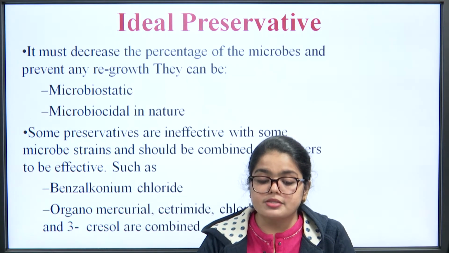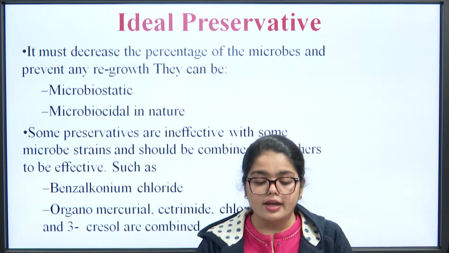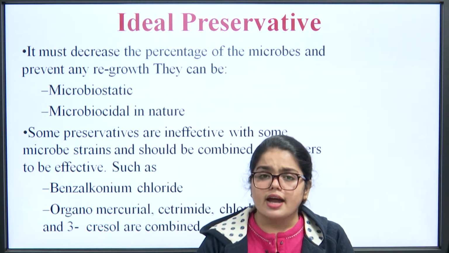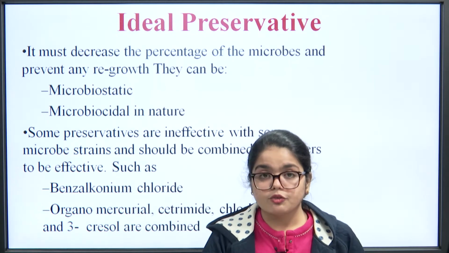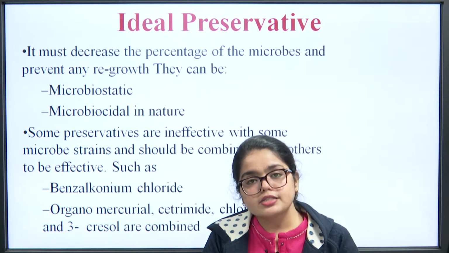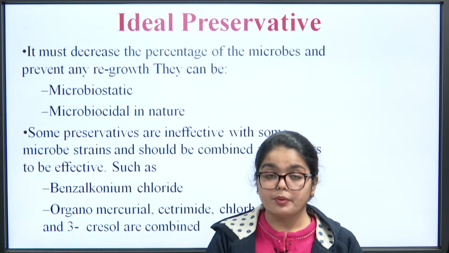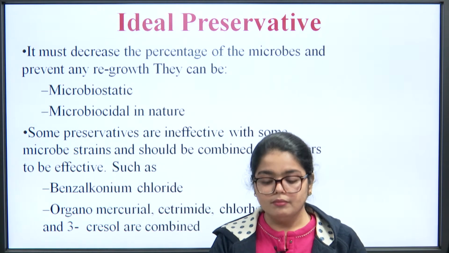So, on that basis, preservatives could be of two types, maybe static and maybe cidal in nature. Static means that they just stop the growth of the microbes; if the preservative is present in the preparation, the microbes are unable to grow. And the cidal effect is the one when the preservative is added into the preparation, they directly kill the microbes and do not allow their further growth.